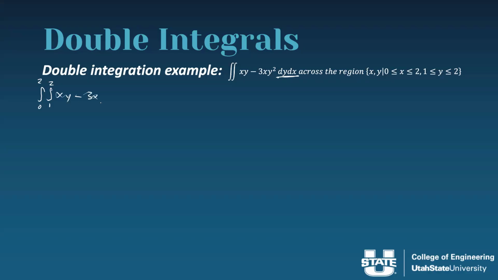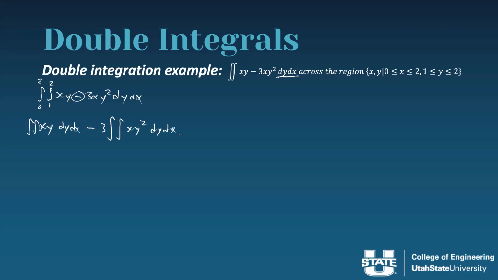xy minus 3xy squared. Thank you. And we can break this up because there is a minus sign. We can break that into two different integrals, both in terms of x and y. So this would be xy dy dx minus 3, because there's a constant here, we can pull that out in front of our integrals, xy squared dy dx.